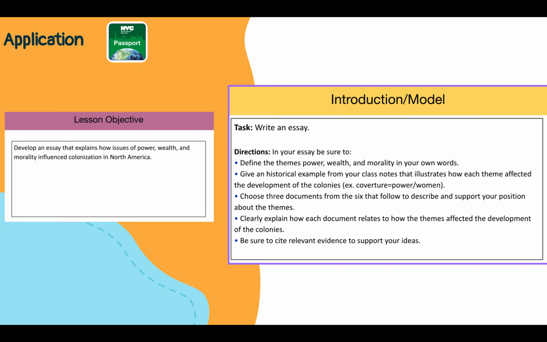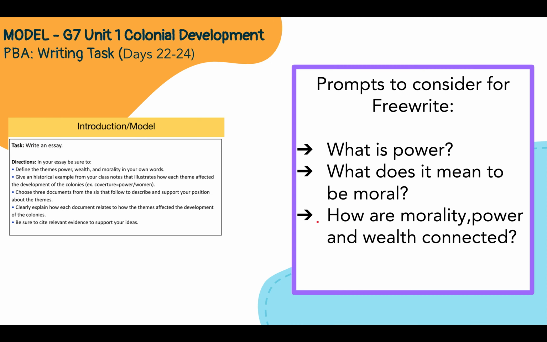A great opportunity we have to practice the free write is when we have to develop an essay that explains how issues of power, wealth, and morality influence colonization in North America. We have to define power, we have to give historical examples that illustrate how each theme affected the development of the colonies. We have to clearly explain how each document relates to how the themes affected the development of the colonies. So there's a lot of explanation, there's a lot of details that goes into this task, and a free write can help us get those details out.